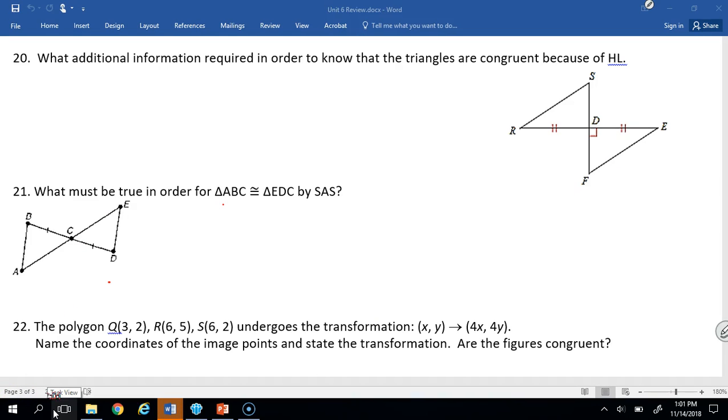Number 20 says, what additional information is required to know that the triangles are congruent because of HL? On this particular problem, we know that vertical angles are congruent, so we could say that this angle is also 90 degrees. And because we have RD here and DE, those are a leg. So the other part that we need are the hypotenuses, and hypotenuses are opposite the right angles. So that means that we got to know that RS is congruent with EF.